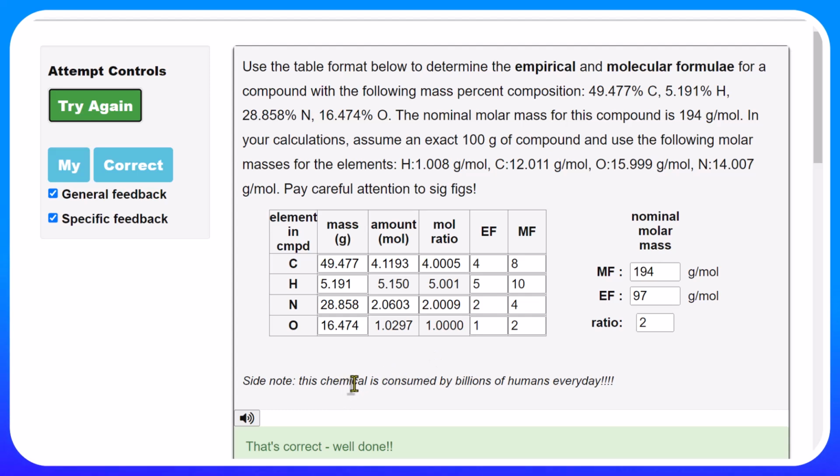And as a last note, this chemical is consumed by billions of humans every day. Can you think what this chemical might be?